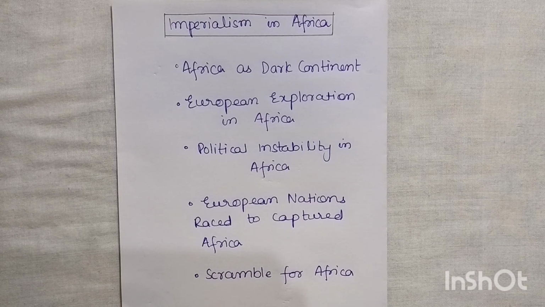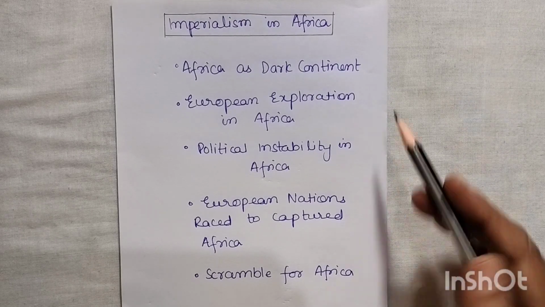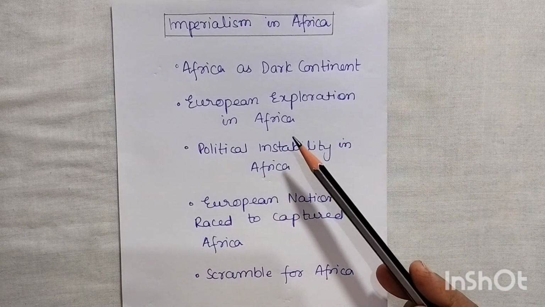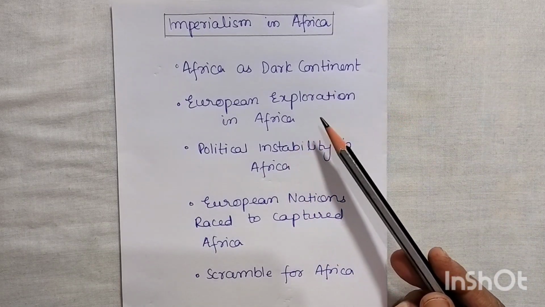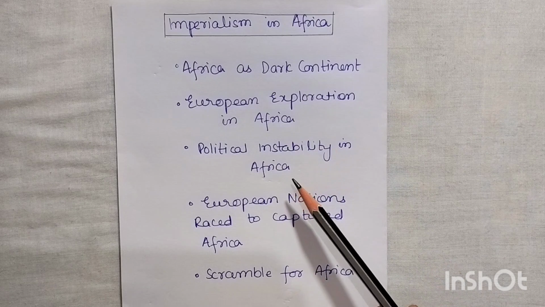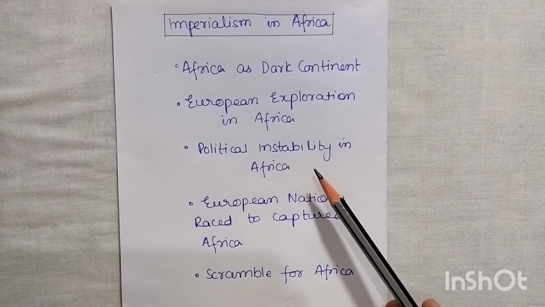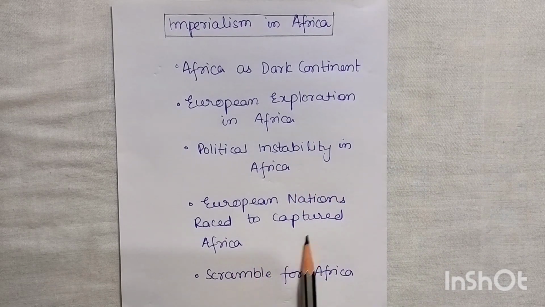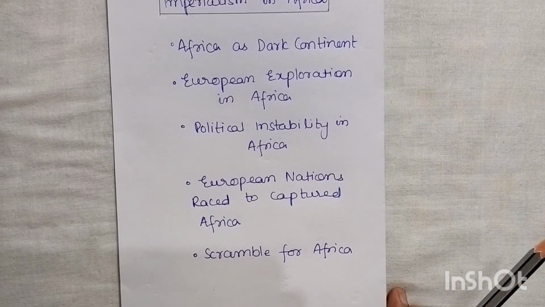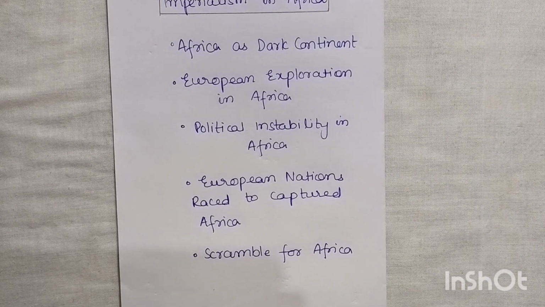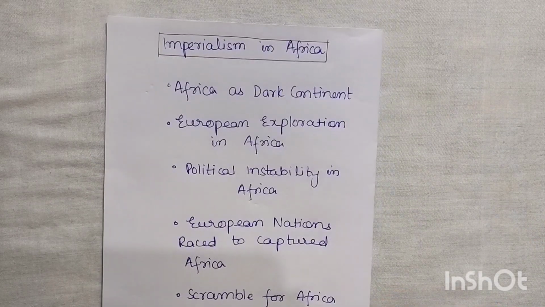We will cover this topic, and here we will find that Africa is a dark continent. Secondly, we will also get to know about the European exploration in Africa, and then political instability was going on in Africa. After that, European nations raced to capture Africa, and finally the scramble for Africa. So this is our topic. Let us start.